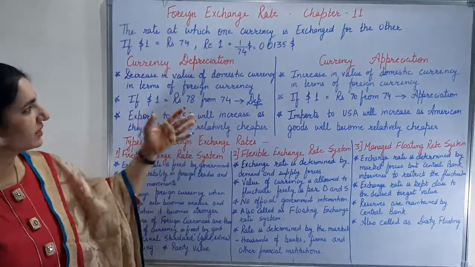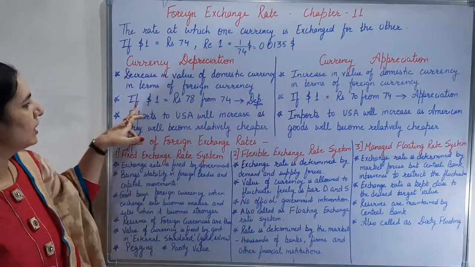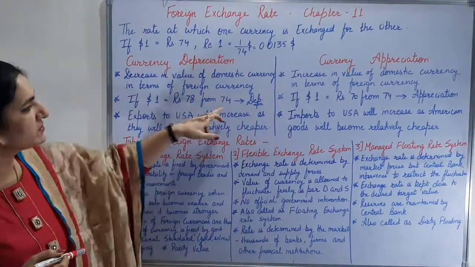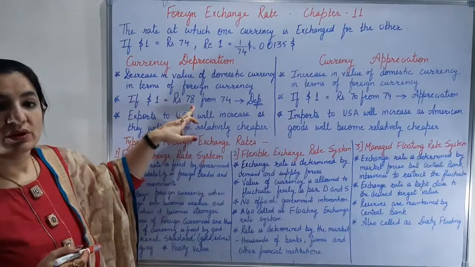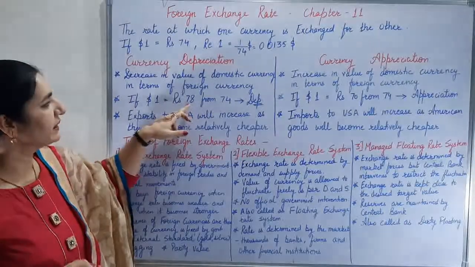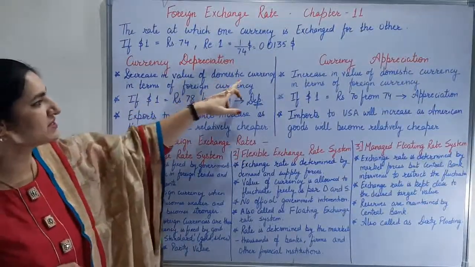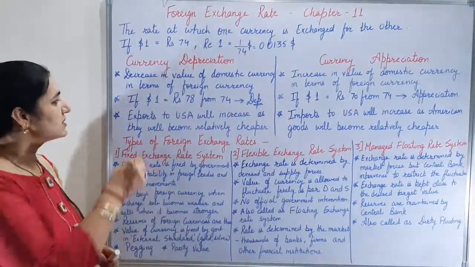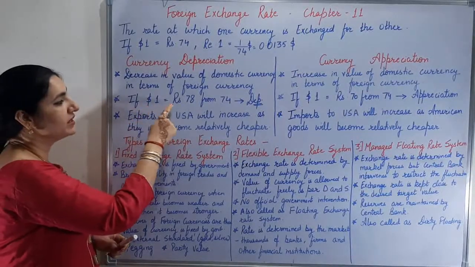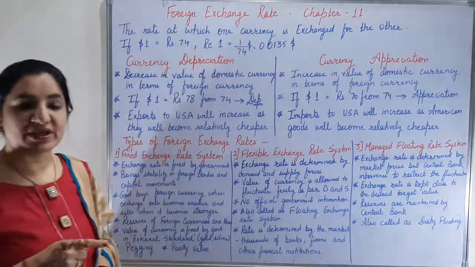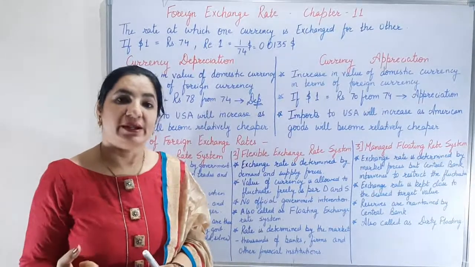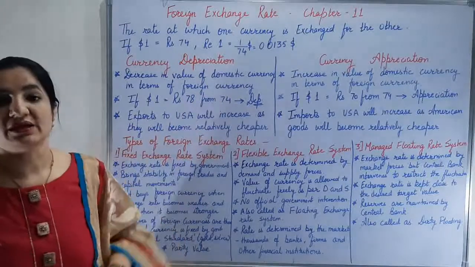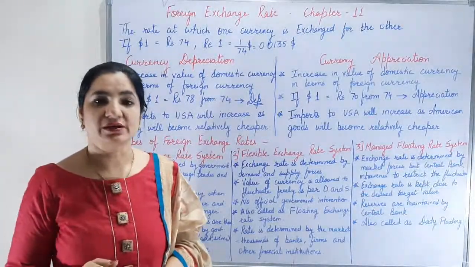If we continue with the same example, if $1 was earlier 74 rupees, now from 74 it has increased to 78. It means that in context of domestic currency, we will say this is currency depreciation, because now $1 will be exchanged for 78 rupees. When we find the value in terms of dollar, we will have to divide 1 by 78, which will depreciate our domestic currency.